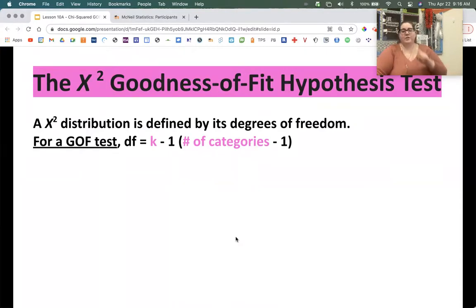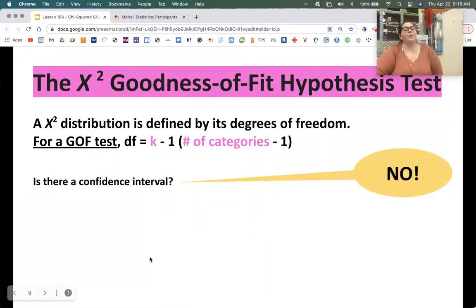So in this one, just how many different car color categories did we have? That is k, and then minus 1. So a couple other things about a hypothesis test for chi-squared. Is there a confidence interval? No, there is no confidence interval because, again, we have many different categories, and there's not really a good way to estimate what is true for each of those categories all in one confidence interval. So we do not have a confidence interval.